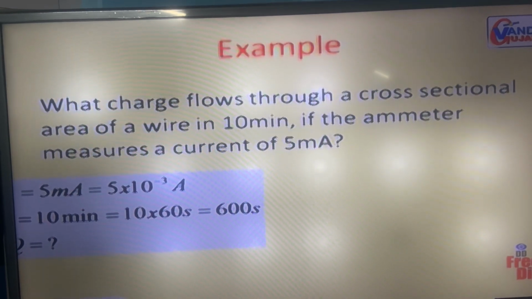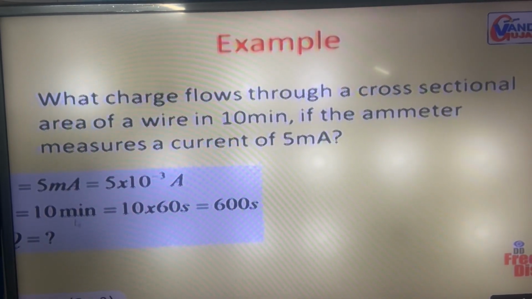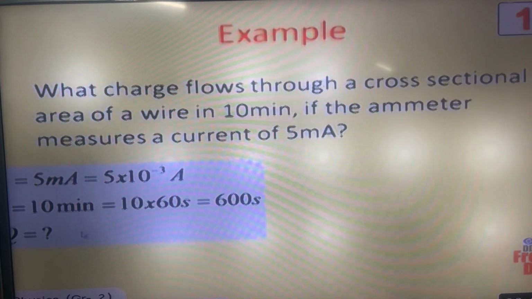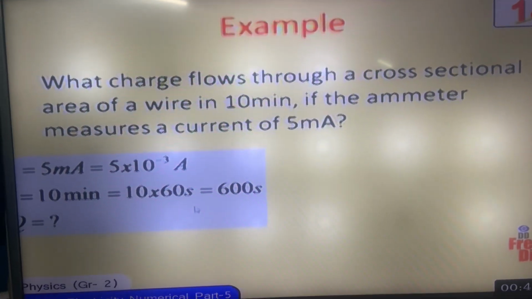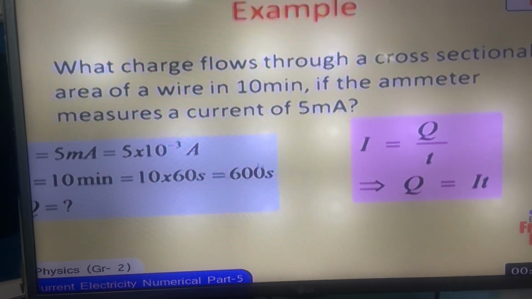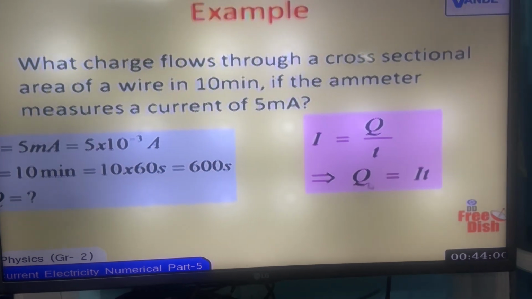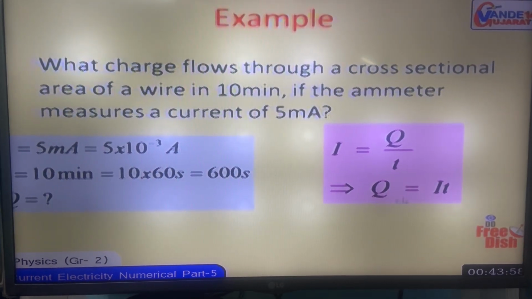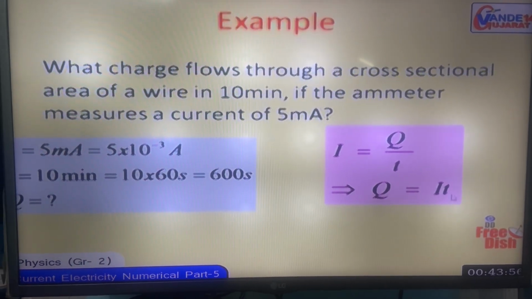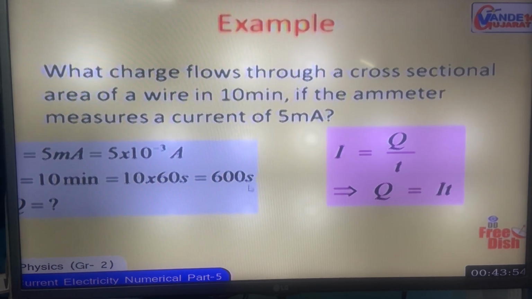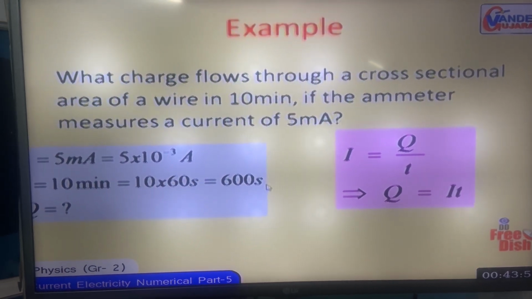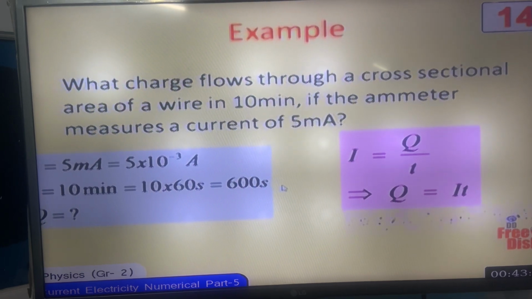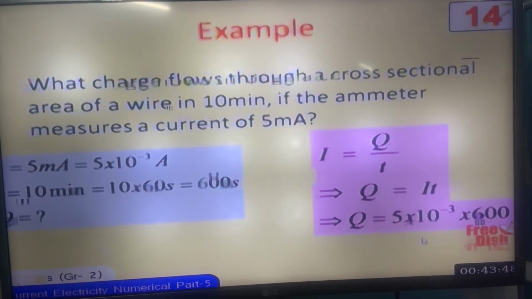Now I have T, and I have to find out Q. So what is the related formula? That is I is equal to Q by T. I want to find out Q, so Q is equal to I into T. I have I and T. Just a simple mathematical calculation and the answer is in front of me.